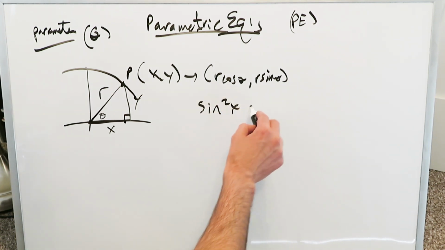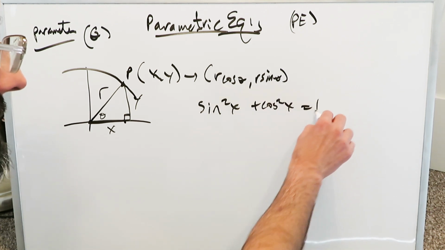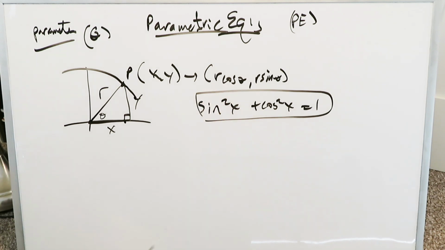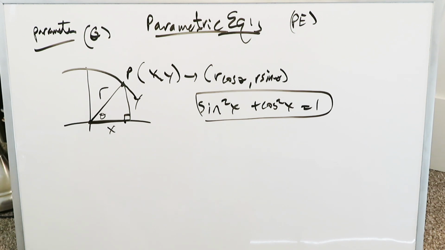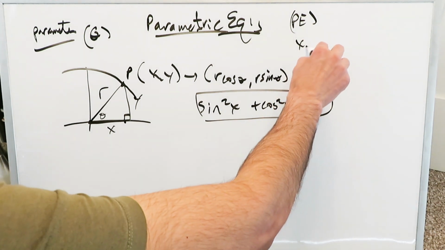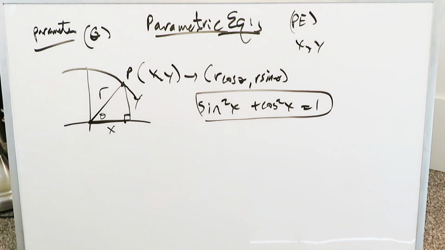Sine squared theta plus cosine squared theta is always equal to 1. It's a very fundamental trigonometric identity. Utilizing that identity, you can eliminate the parameter here, the theta, and go back to a rectangular form, only having x's and y's or any other constants, but the variables will be x's and y's.